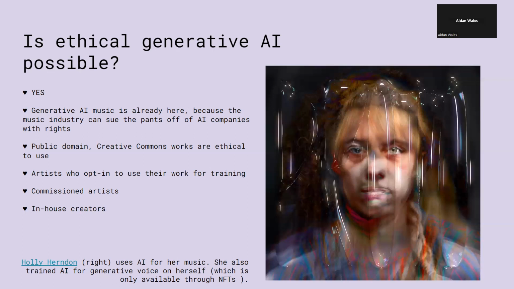So public domain and Creative Commons works are ethical to use. Public domain means anyone can use these images for any reason whatsoever. You probably shouldn't claim they're yours, but you can use those in video games or music videos or whatever and make money from that.